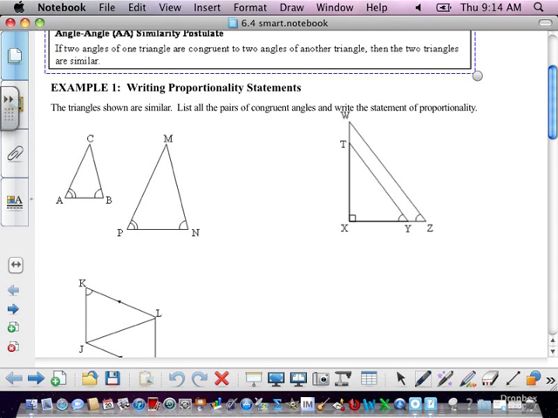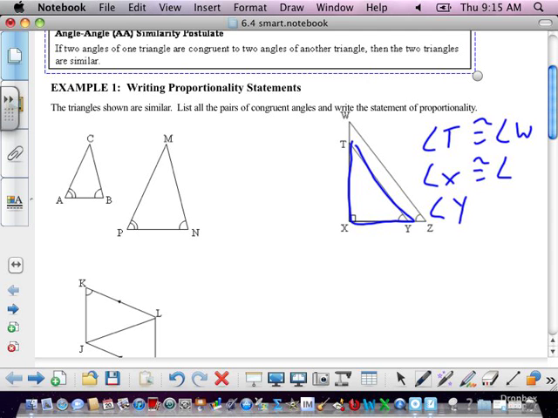Okay. So this is easy peasy stuff that we've been doing. I'm going to actually look at B because I think B is a little harder than A. I think we've got A down. So let's start here. I'm going to look at the inside triangle first. I've got angle T, angle X, and angle Y. What is congruent to angle T? W. What is congruent to angle X? X. Good. What is congruent to angle Y? Z. Good. Okay, now let's make up some proportionality statements.